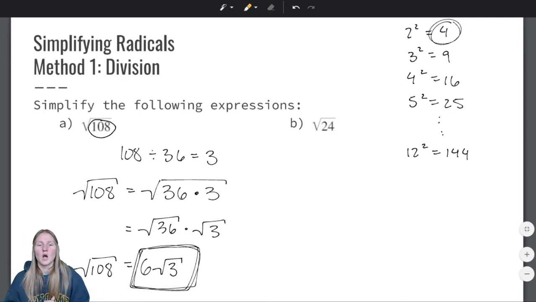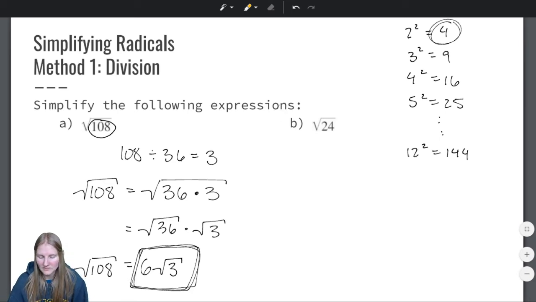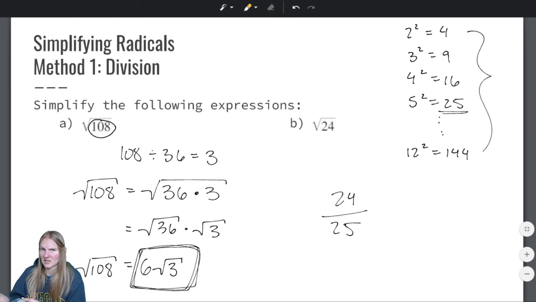All right, what I'd like you to do now, I'd like you to pause the video and try part B on your own. See how it feels. Unpause it, do it with me. Square root of 24. I want the biggest perfect square that will go into 24. Let's see. 25 is obviously too big. If I divide 24 by 25, I'm going to get a decimal because 25 is bigger than 24.